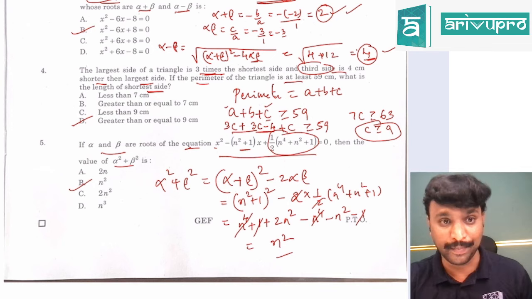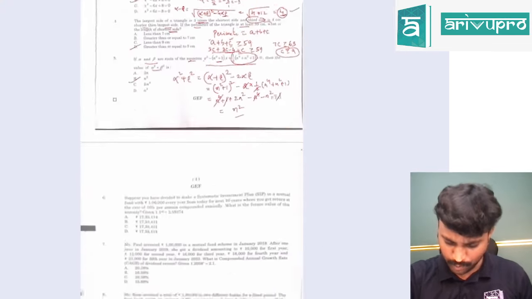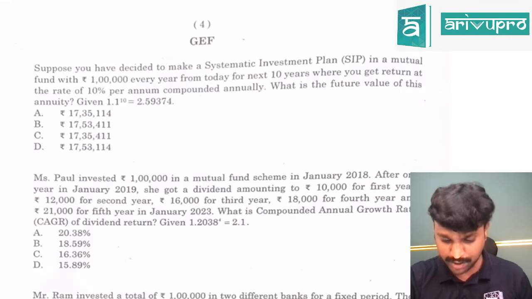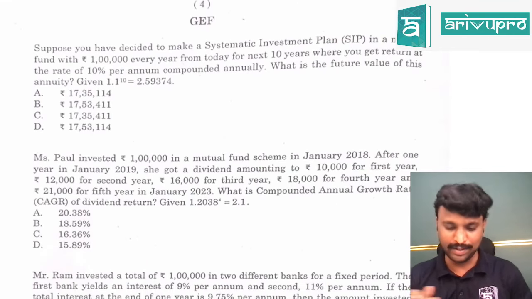Hope this is clear, guys. Let's move on to the next question, that is question number 6. Guys, have a look at the next question.